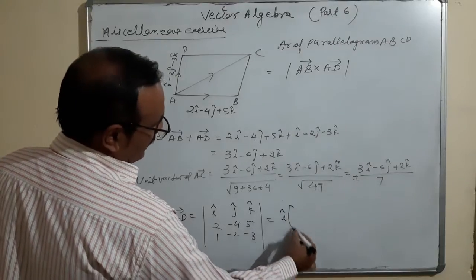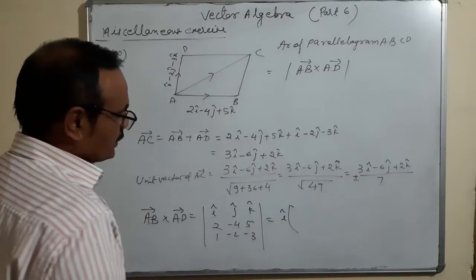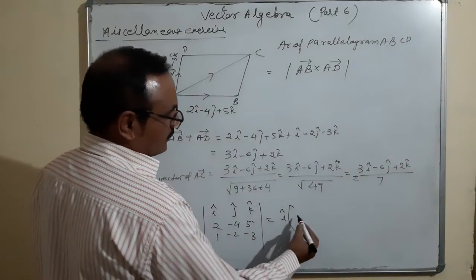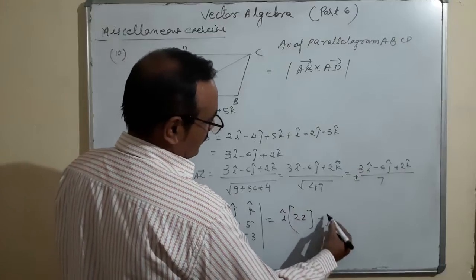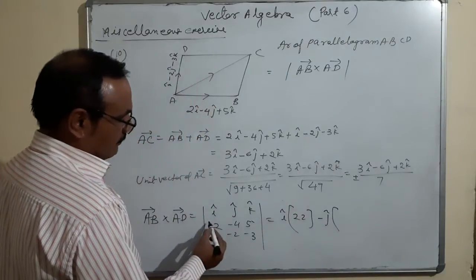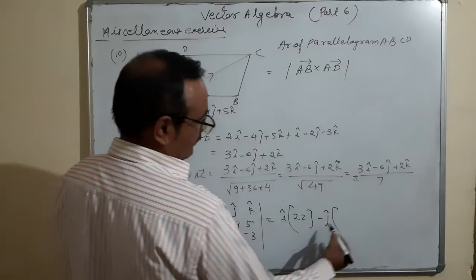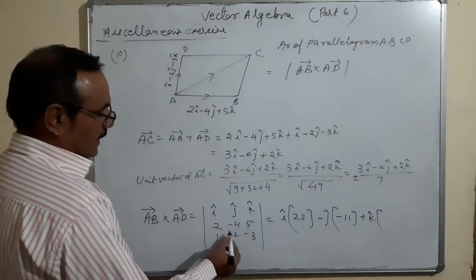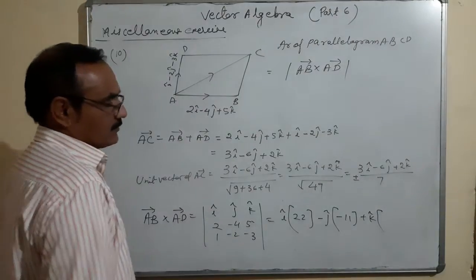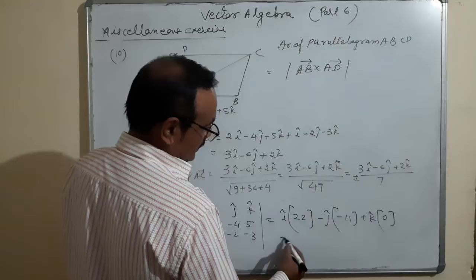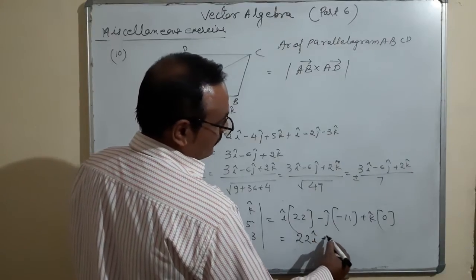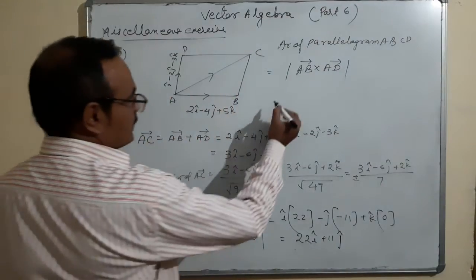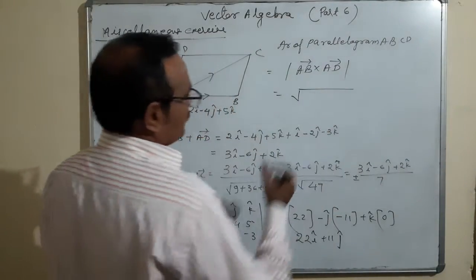Taking i, leaving this column and row: 4 threes are 12 plus 10, 22, minus j, minus 6 minus 5, minus 11, plus k, minus 4 plus 4, 0. So it is 22i plus 11j, and we are putting the value here because they're asking for the magnitude.